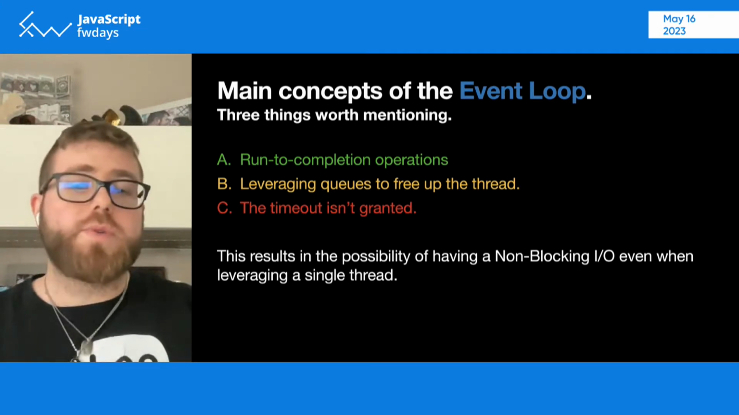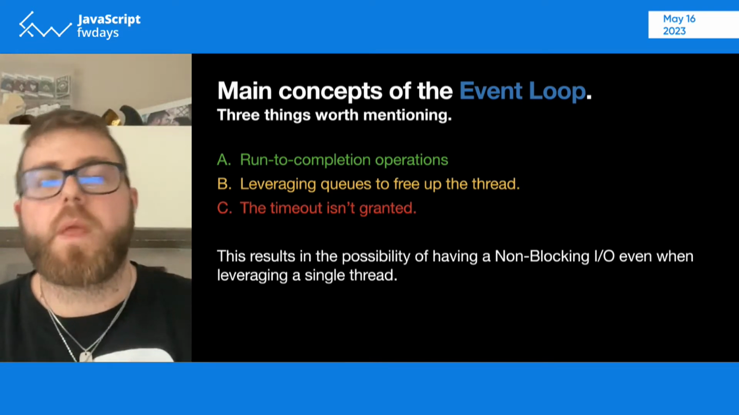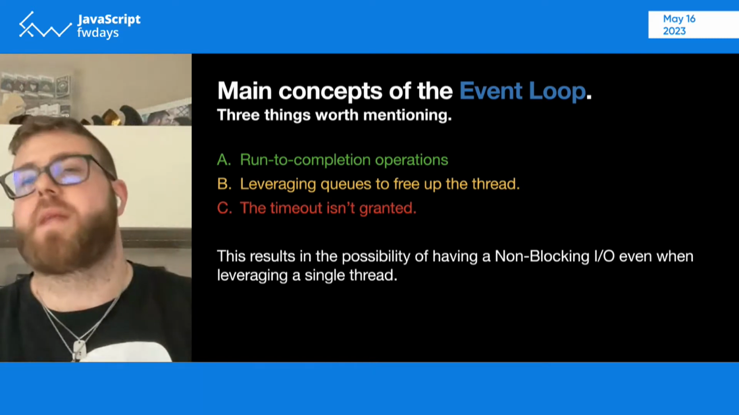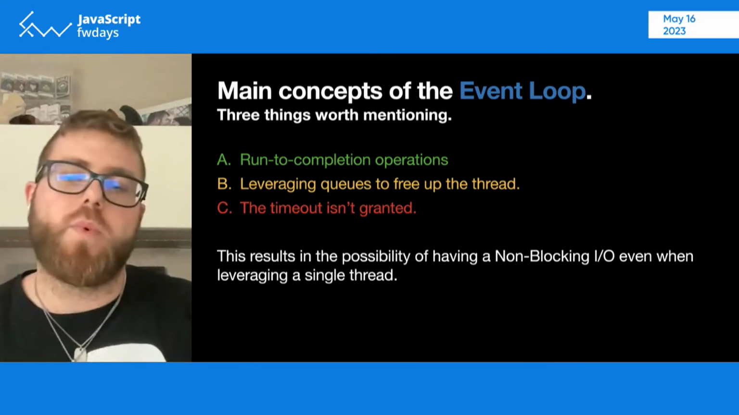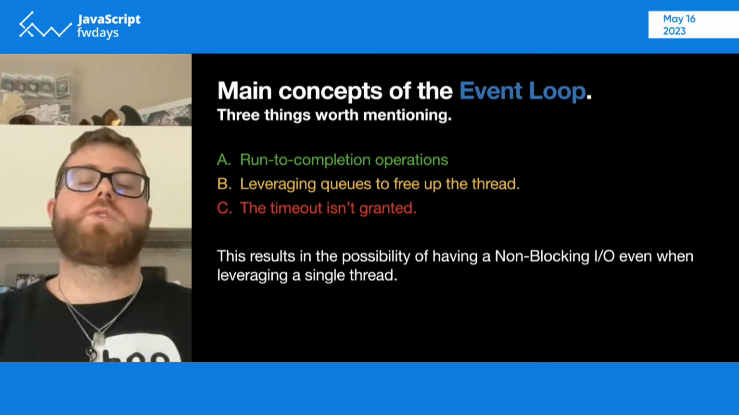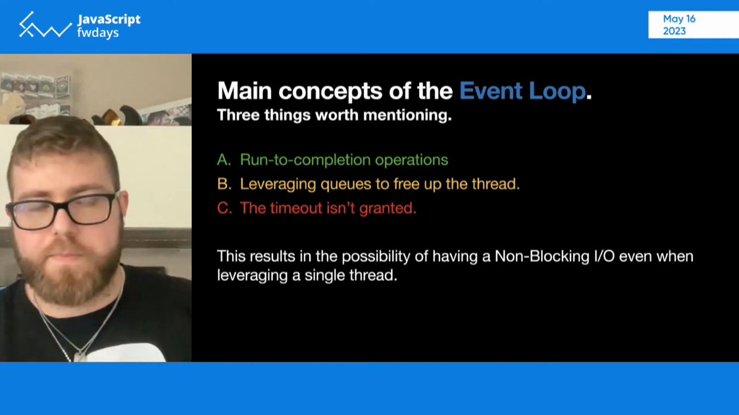Second, leveraging queues to free up the thread. Leveraging queues, as said before, means putting in some queue every non-immediately executable operation in a specific area and waiting for it to be ready before executing it. The two most important queues, as we saw, are the Macrotask Queue and the Microtask Queue.